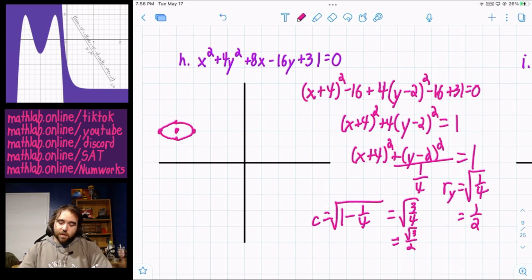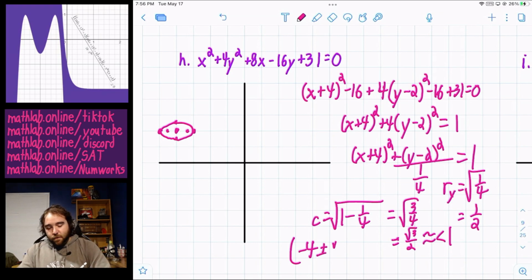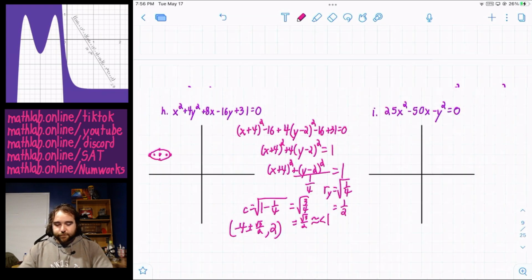which, I mean, root 3, it's less than 1, right? Well, it has to be less than 1. I mean, yeah, it's just somewhere in here. And then we can write the coordinates because they're going sideways. So it's going to be negative 4 plus or minus root 3 over 2, comma 2. That's our foci.